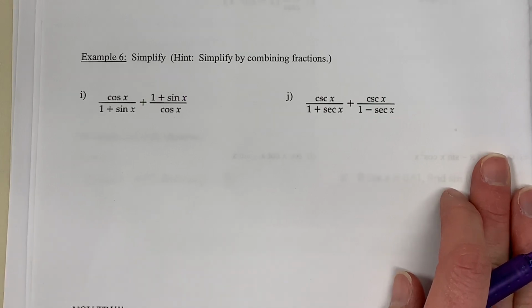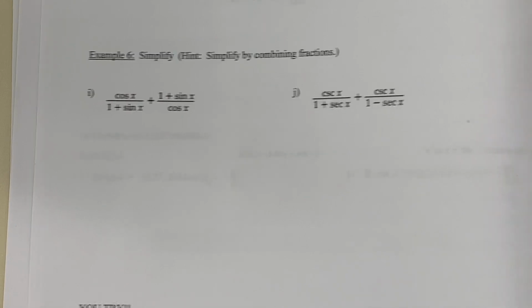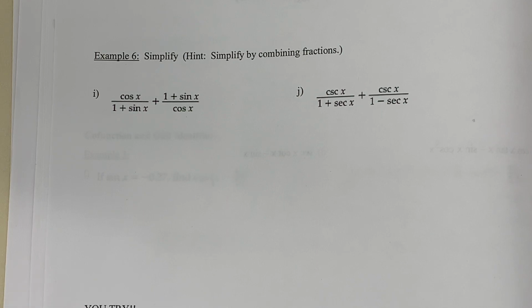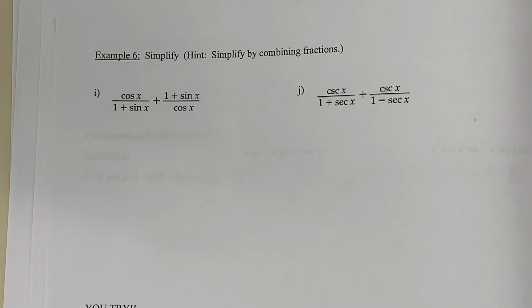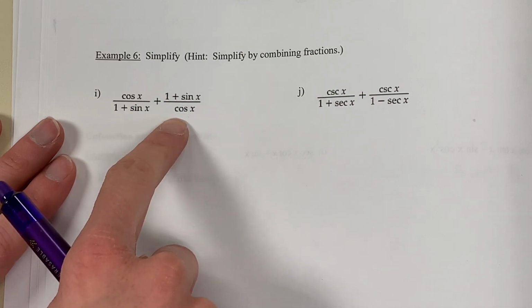Begin with letter I. I am adding two fractions together, and notice everything is already in terms of sine and cosine. Nothing is squared, so I can't think about a Pythagorean identity just yet. So when I add two fractions together, I must have a common denominator. Now my common denominator is going to be a combination of my denominators, 1 plus sine x and cosine x.